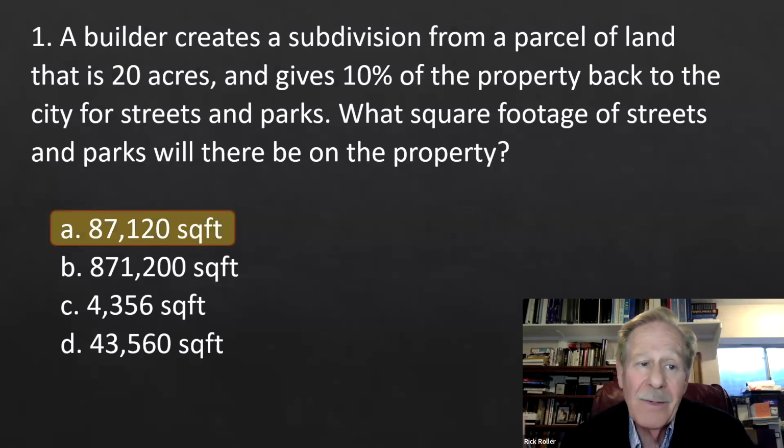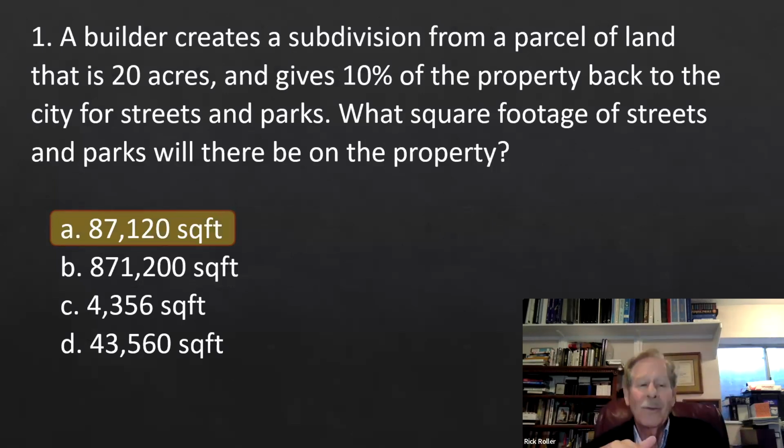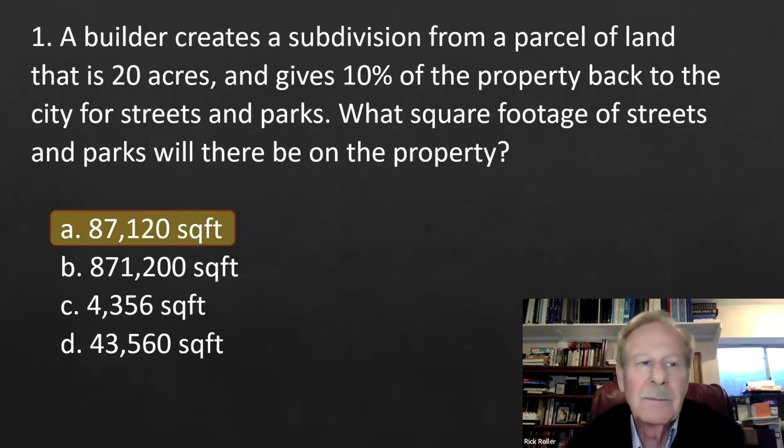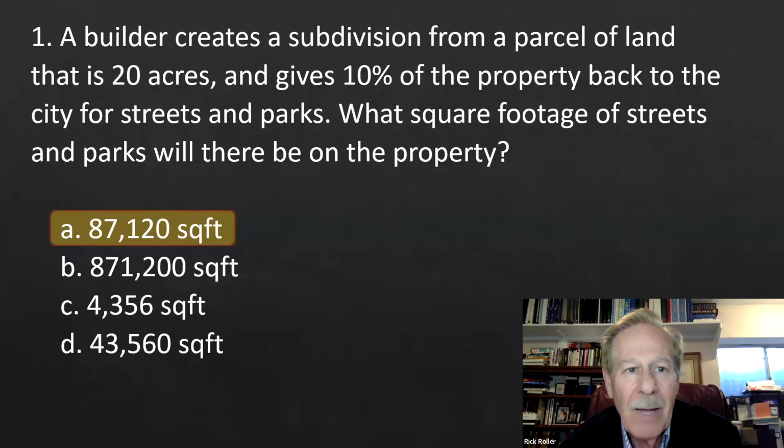So you don't make these any harder. Okay, so you go back to it. Answer A is the correct answer. Answer B is way too big, and C and D are too small. Okay, so you can eliminate those. I mean, even if you had a 50-50 chance on this, you're going to be okay, as long as you don't mess up your math too much. But going back, this is 20 acres, 10% is 2 acres. And what square footage of the streets and parks will that be? That's 87,120 square feet.